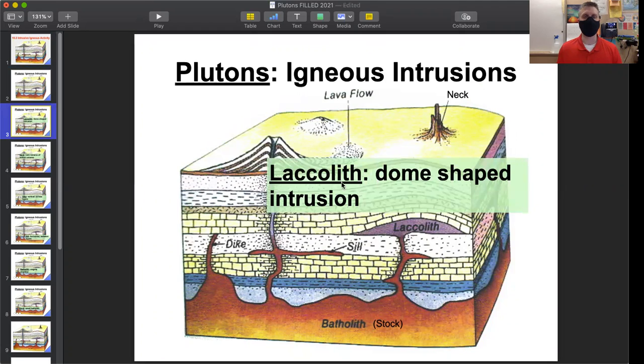All right, so the first one is Laccolith. That is the dome-shaped or lens-shaped intrusion fed by magma, and then it pushes the land above it upwards.